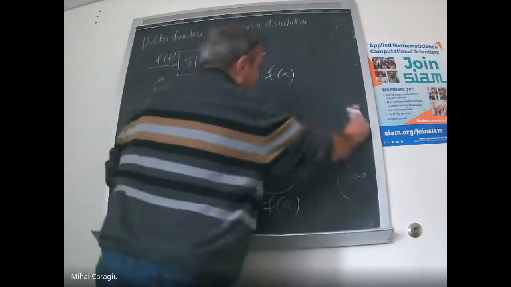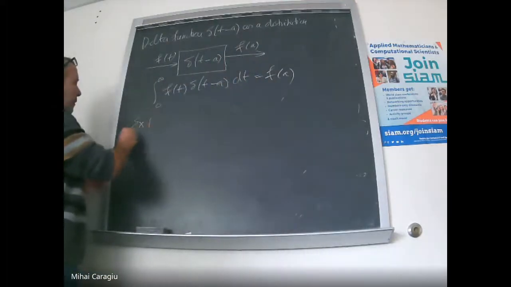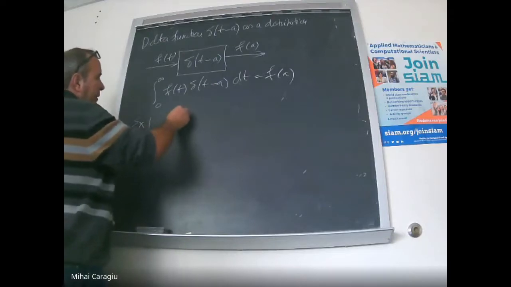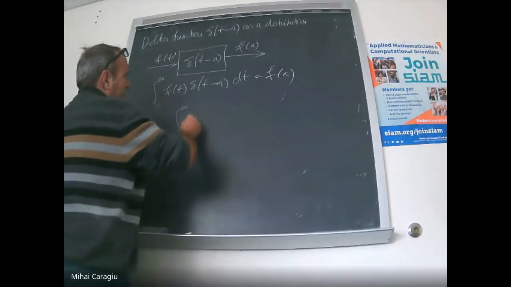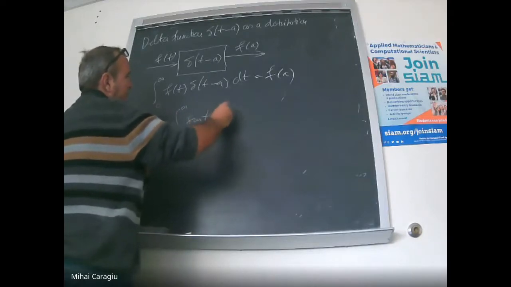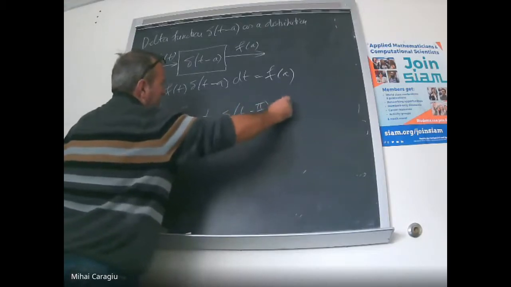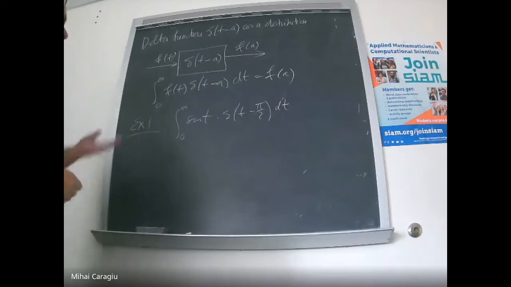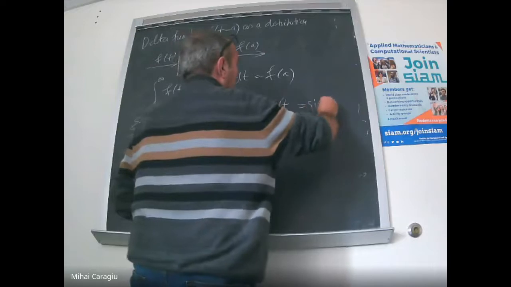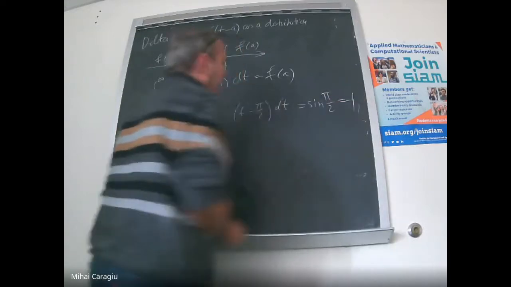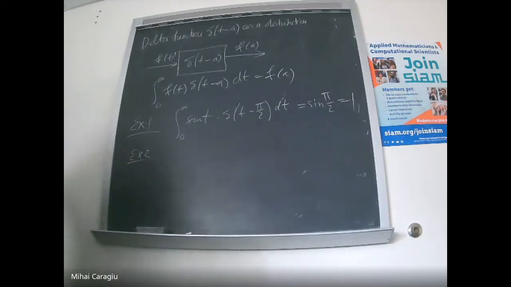For example, let's see. Integral from 0 to infinity of sine of t and delta of t minus pi over 2 dt. So this will be sine of pi over 2. So the value of the function at pi over 2 is 1.